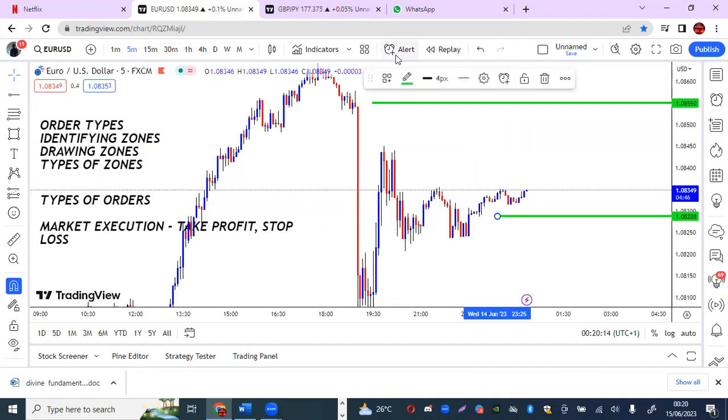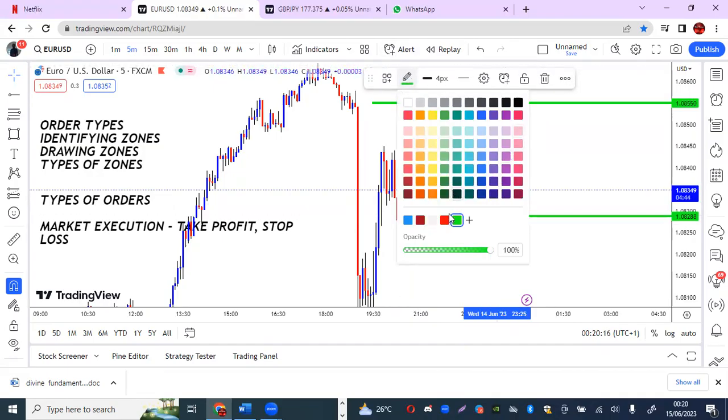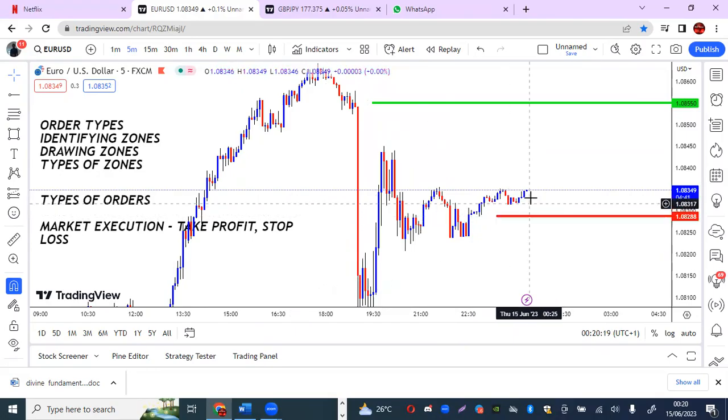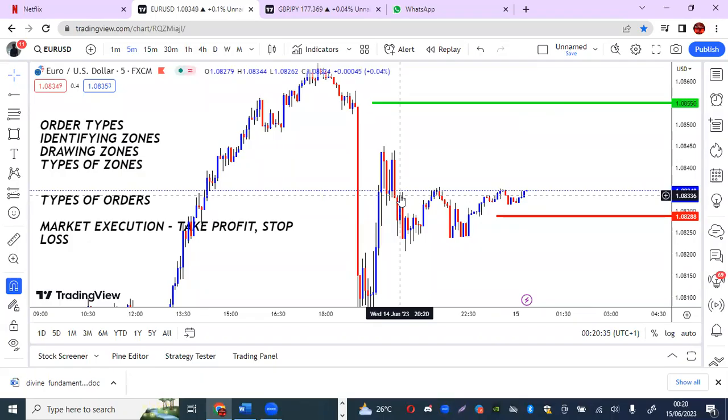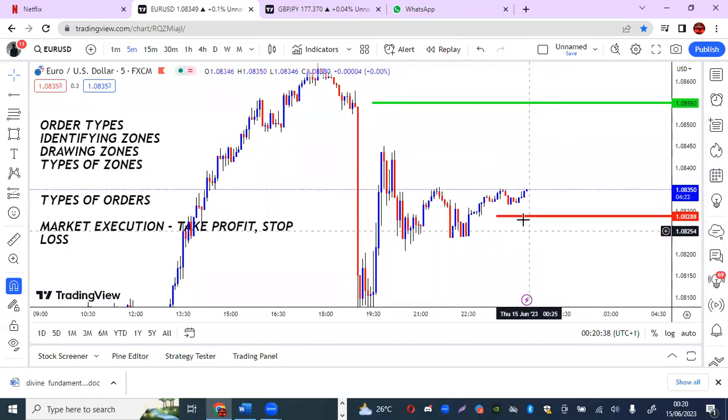Let me use red for stop loss. Okay, this is my stop loss. So I enter instantly, and then the market moves, gets to my TP, and my trade will be closed out automatically in profit. Yesterday we talked about how pips and the lot size you use can translate into money. So already taking my risks into account, I know what I'm going to lose if the market goes against my analysis, and I know what I'm going to profit. So this is market execution.